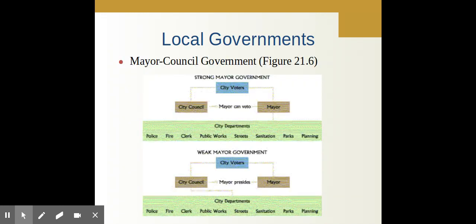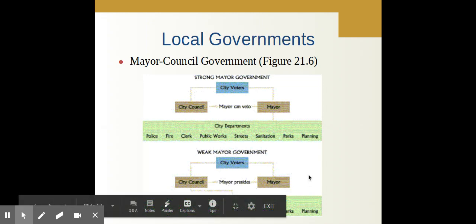And there you have some more numbers about local governments. And here's how the system of a mayor-council government works. This is the one that Titusville uses on the bottom, the weak mayor government.